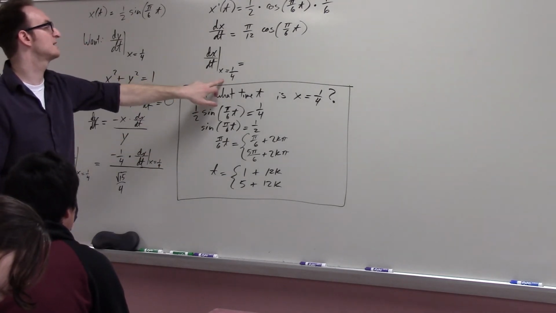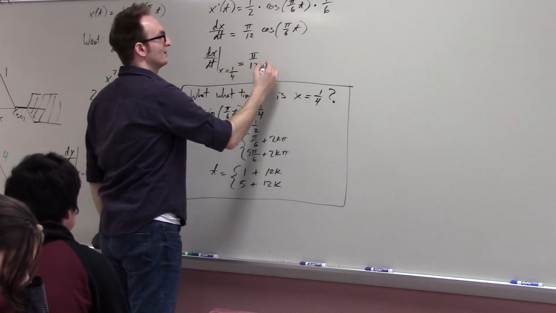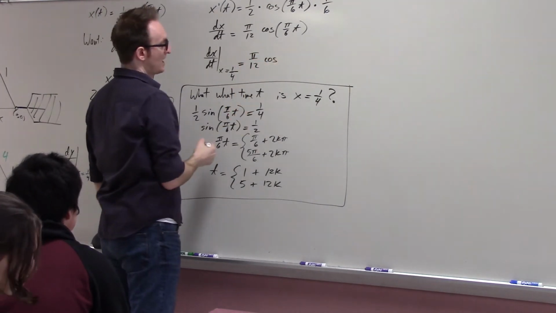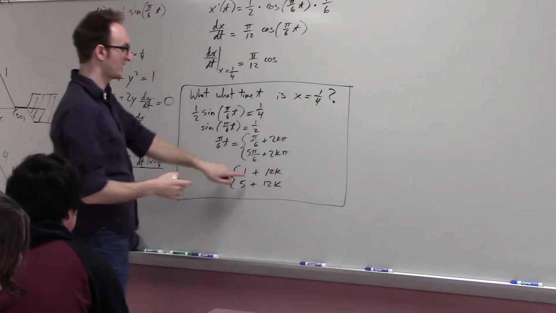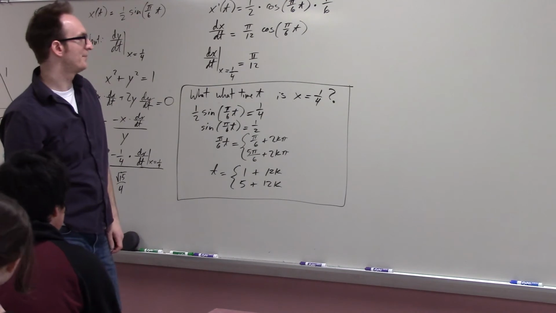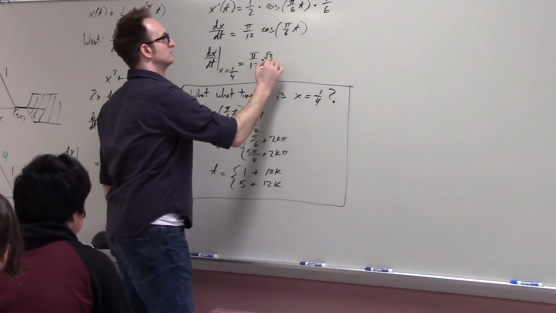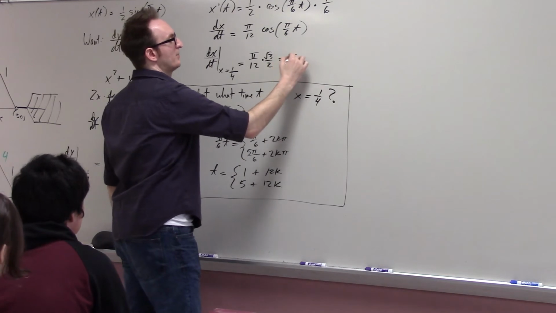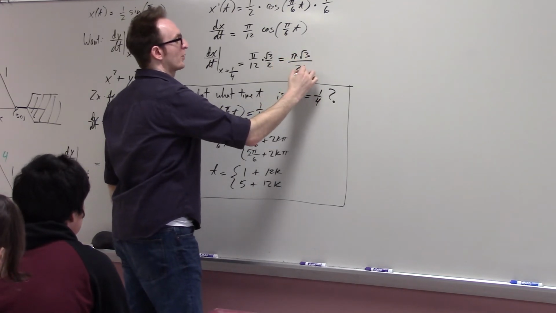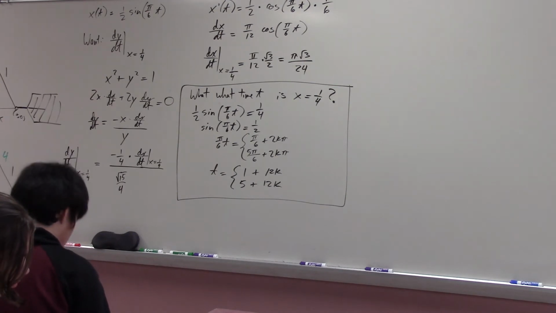What is dx/dt when x is 1/4? Well, it's just pi over 12 cosine of, well, I'm just plugging 1 in here. So cosine pi over 6 is root 3 over 2. So I get pi root 3 over 24 for dx/dt when x is 1/4.